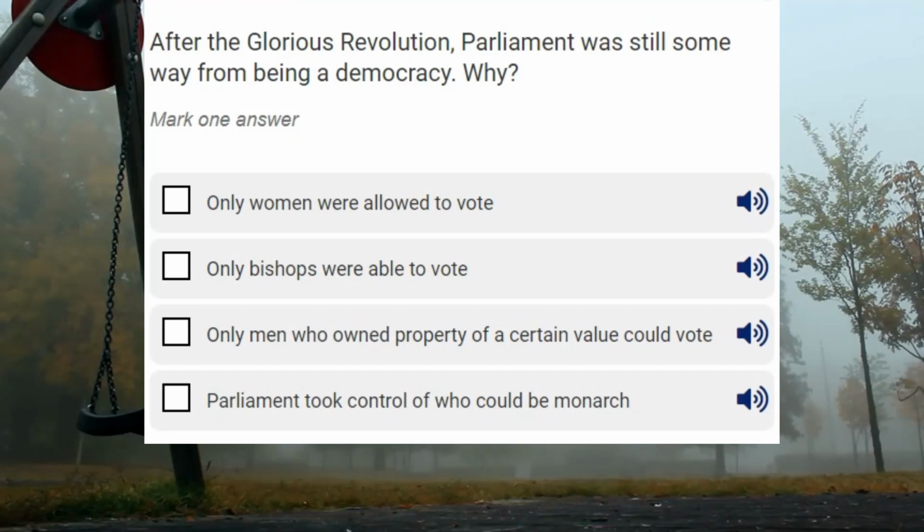After the Glorious Revolution, Parliament was still some way from being a democracy. Why? Only women were allowed to vote. Only bishops were able to vote. Only men who owned property of a certain value could vote. Parliament took control of who could be monarch. Correct answer: only men who owned property of a certain value could vote.